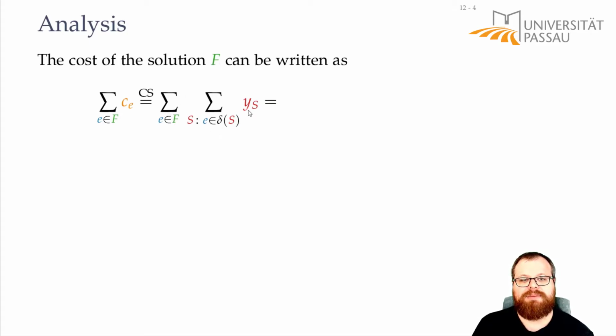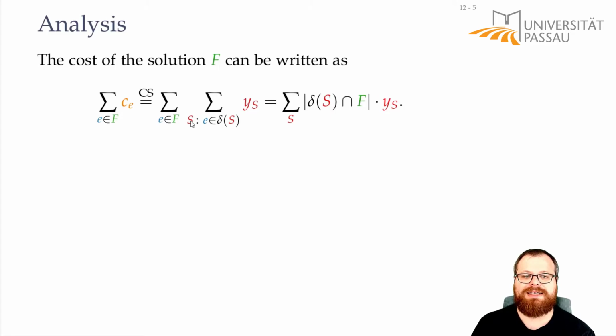And if we want to sum up all these, then we can just sum up all the sets, look at how many edges are on the boundary and also in the solution, and multiply it with the moat size. That is because this y_S for some cut S is counted if and only if some edges are in the boundary of the cut and also in the forest. So it's counted exactly that many times. So this is just a shorter way of writing this.